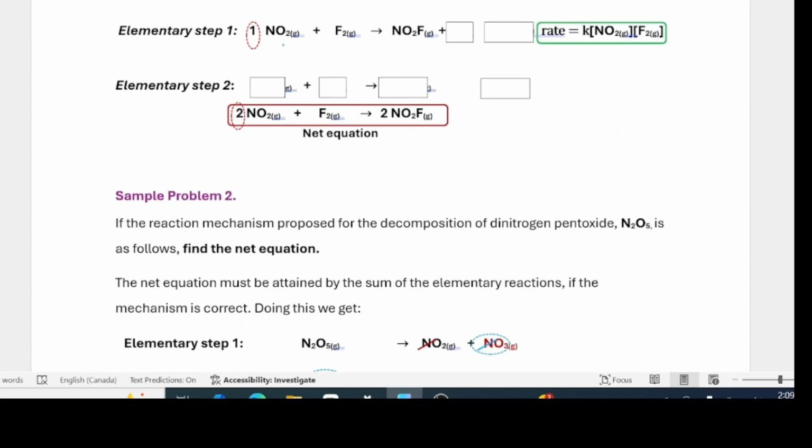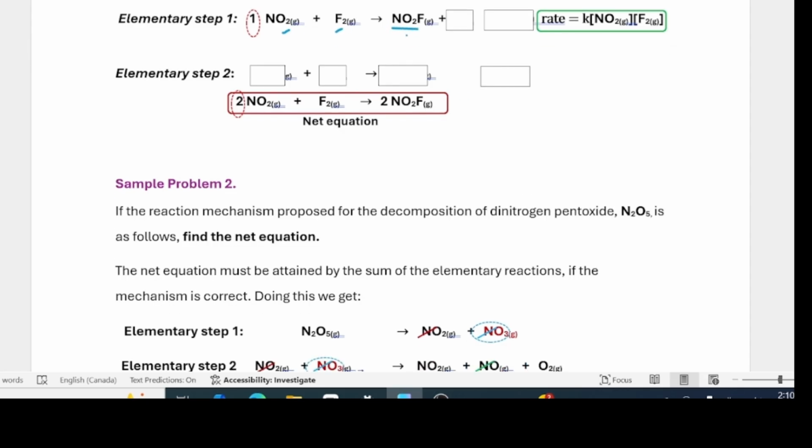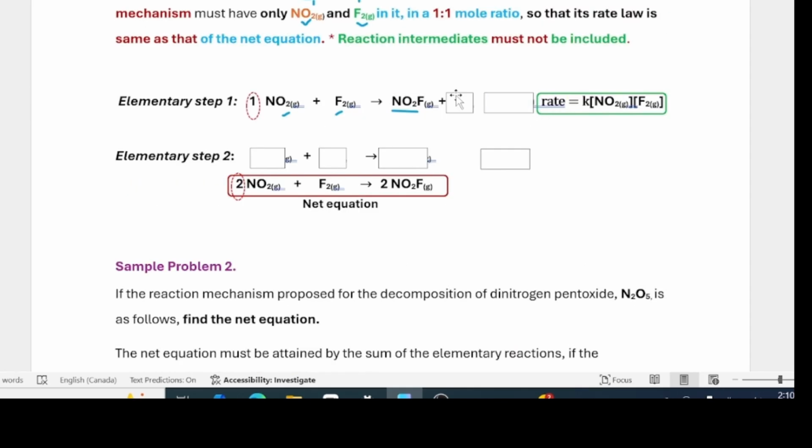So elementary step number 1 must involve the reaction of nitrogen dioxide and fluorine, and it of course must produce the product NO2F. But look, this is accounted for. 1 fluorine is there. So what do you think this one must be? It must be the other fluorine. This guy is not featured as a reactant. So what do you think we should call that? It is called a reaction intermediate.